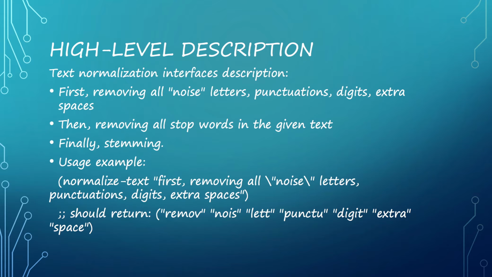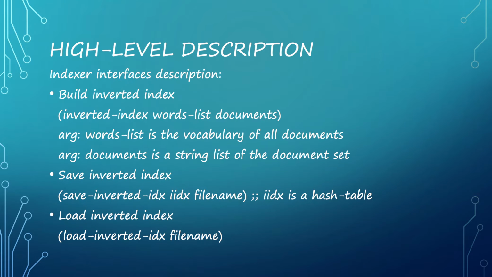Text normalization. First, removing all noise letters, punctuation, digits, and extra spaces. Then removing all stop words. Finally, stemming. There are three interfaces of the indexer: building, saving, and loading the inverted index.